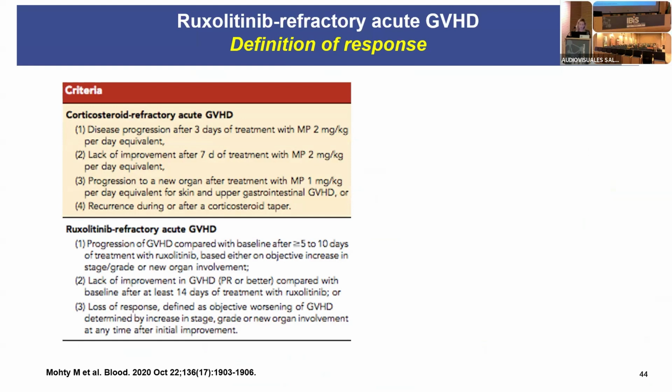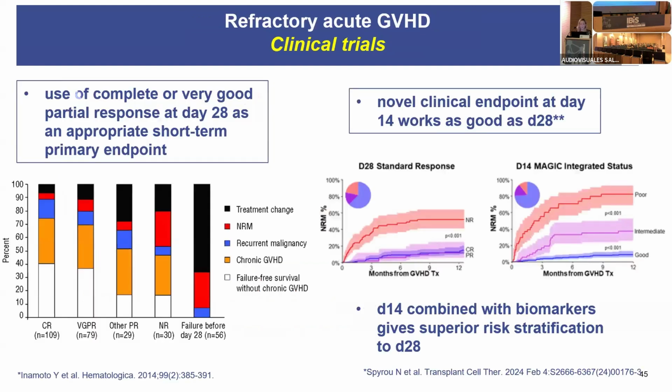What is the definition of ruxolitinib refractory acute GvHD? We know that most patients will respond in the first 2 weeks. Therefore, the group of experts led by Professor Moti has proposed the definition of ruxolitinib refractory patients, so the ones that progress in 5 to 10 days or do not improve after 14 days of treatment, or lose response at any time. Which brings me back to that 28 and 14 day as an endpoint in clinical trials.